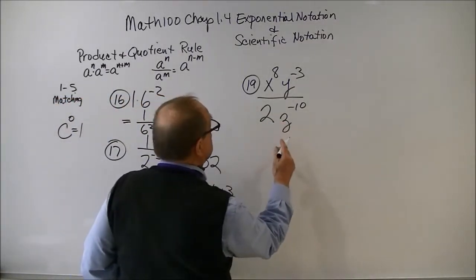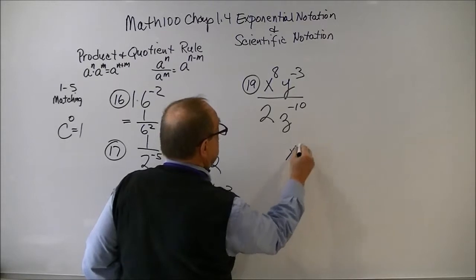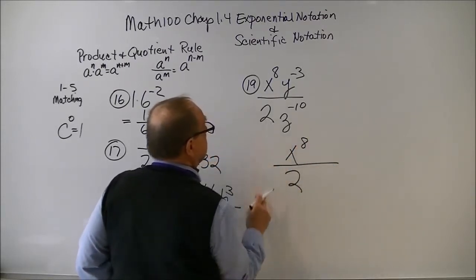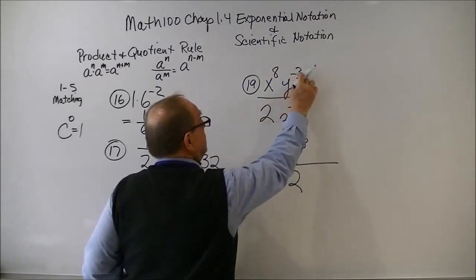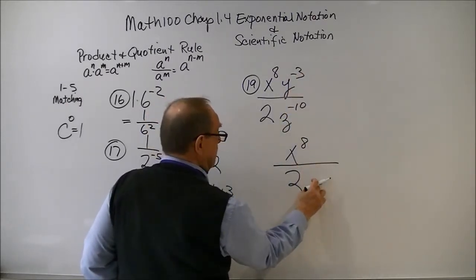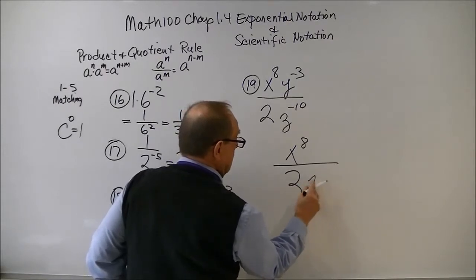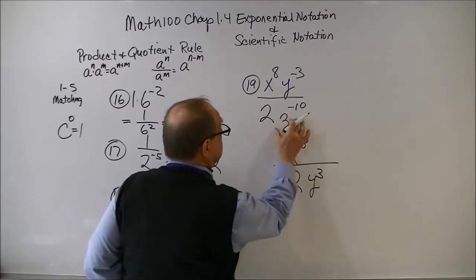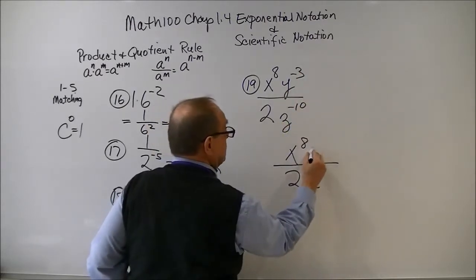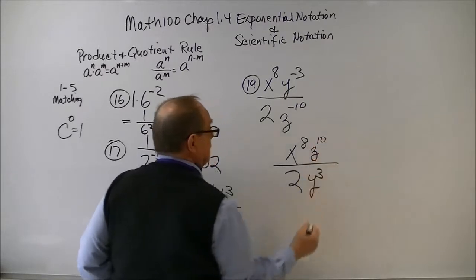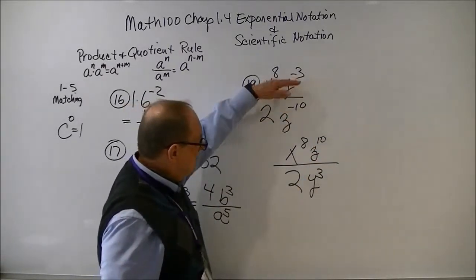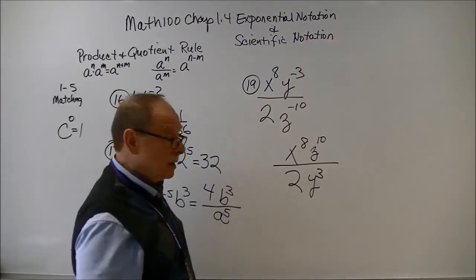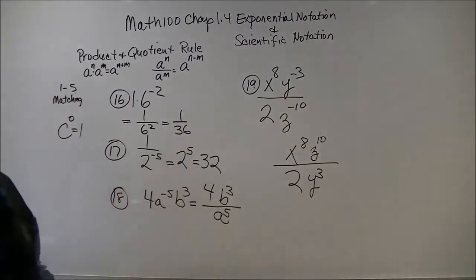In this case, we have x to the 8th is good. The 2 stays there. But now the y to the negative 3 comes down to the denominator. Put that properly here. And the z to the negative 10 goes up. So again, that rule of crossing the division bar, we change the sign of the exponent to make it positive, or whatever the sign is.